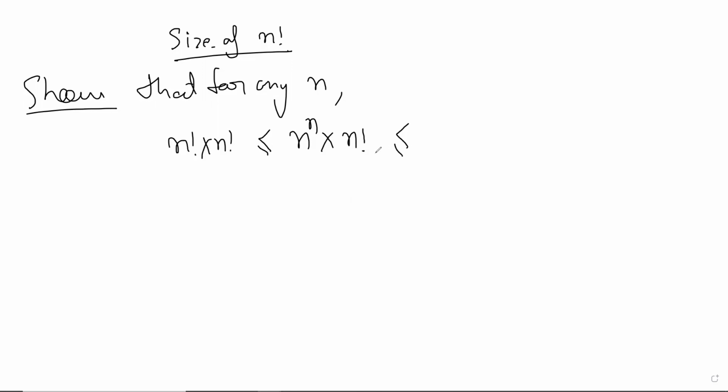What was it? Yeah, it was 2n factorial, right? And this is also very simple. Similar kind of reasoning you have to use. Just think about this. Take your time and think about this. Then we can discuss it next time.